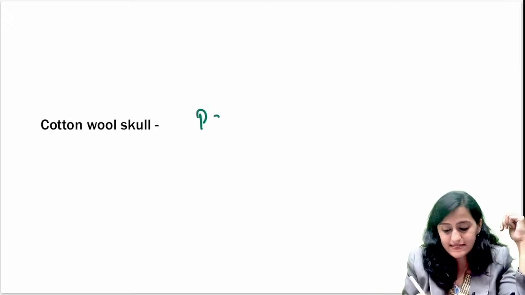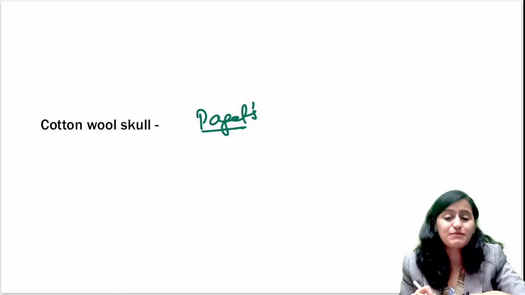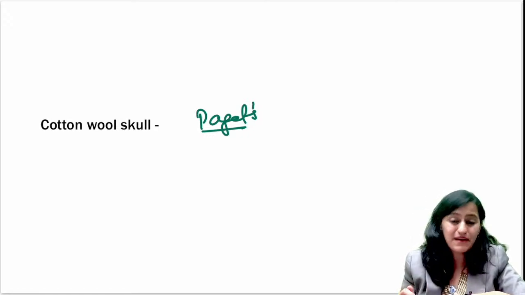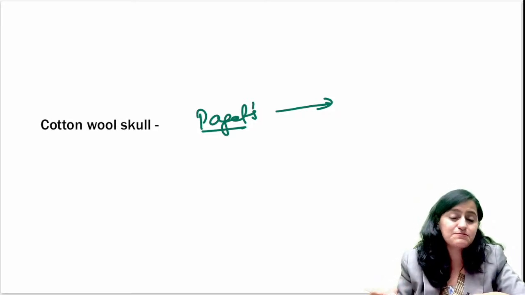Cotton wool skull is seen in Paget's. Okay, remember Paget's has cotton wool skull. Paget's is both lytic and blastic. So, cotton wool is seen in Paget's. What is the lytic lesion? What is the name of the lytic lesion in the skull seen in Paget's?